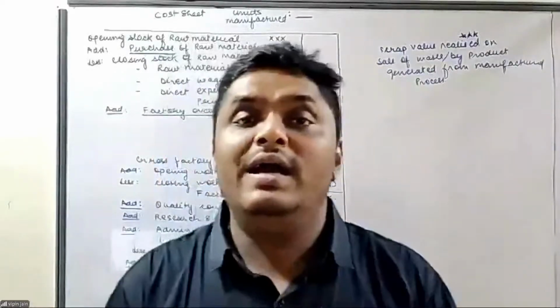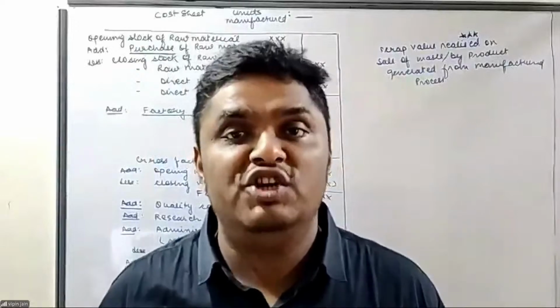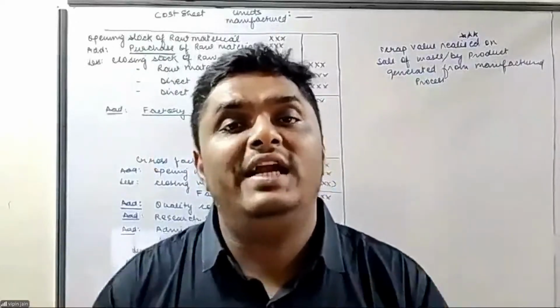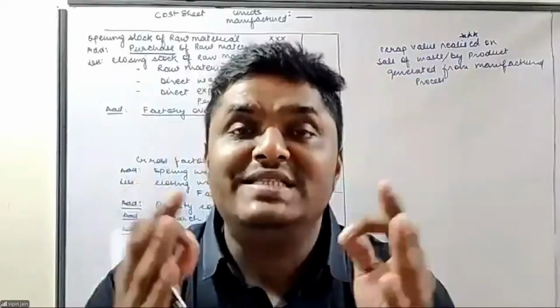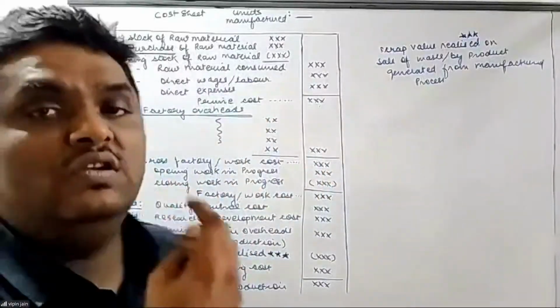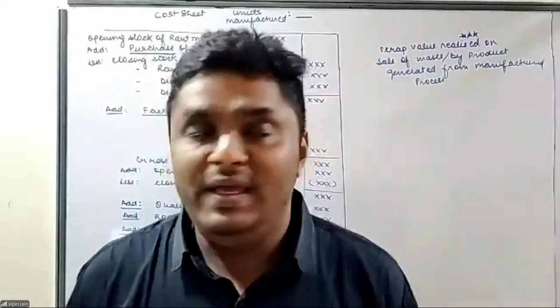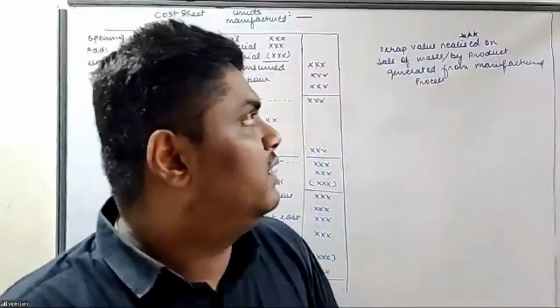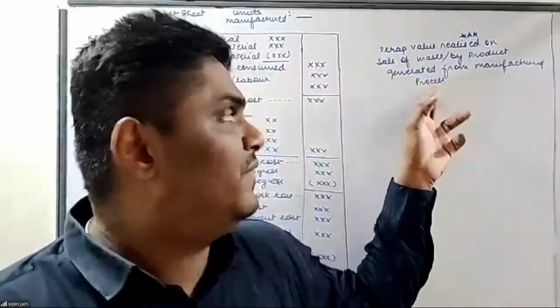So in short, if any waste is generated from a manufacturing process and we sell it in the market, then whatever sale value is realized will be deducted while calculating the cost of production. If you guys have any doubts in this part, you can please post your queries, specifically this point.